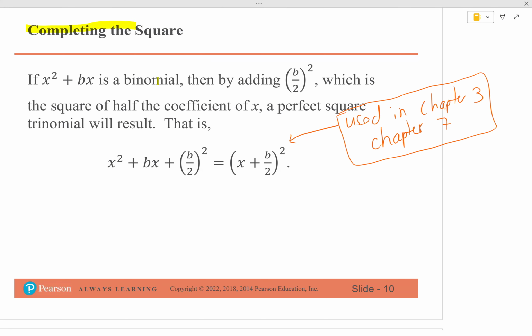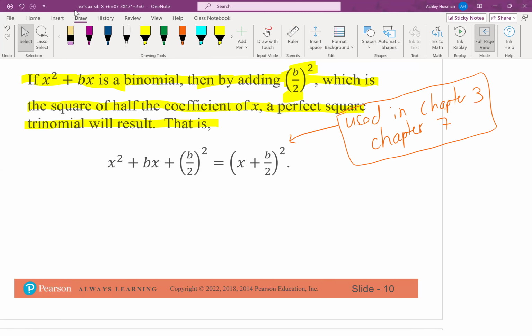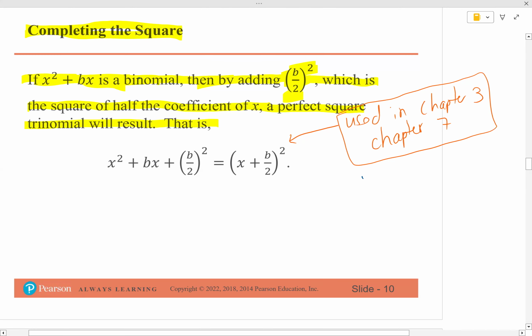Okay. Anyway, completing the square. So if x squared plus bx is a binomial, then by adding the special number, whatever the coefficient of x was, b over 2, you take that coefficient of x, divide it by 2, and then square it, which is the square of half the coefficient of x, a perfect square trinomial will result. That sounds complicated and confusing, but let's see if I can come up with an example. Here we go.